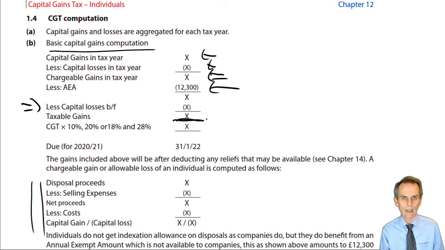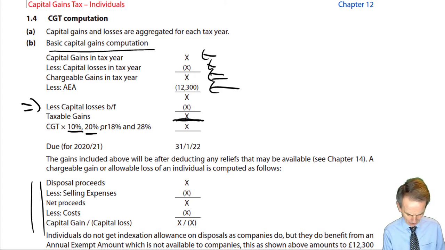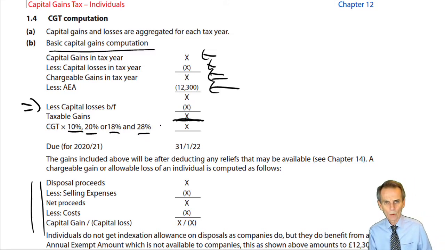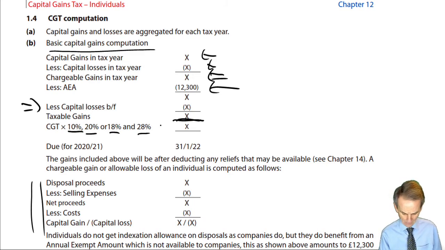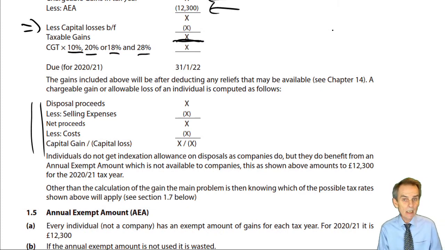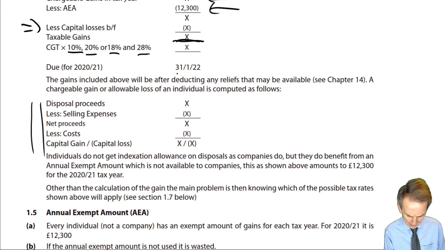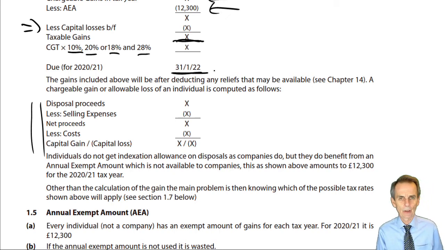We were then informed that there was a variety of different tax rates that might apply. That was 10% or 20%, 18% or 28%. What we don't know is the situations in which, or the assets to which, those differing tax rates apply. And that's the object of this particular session: to enable us, given any combination of gains or losses that may have arisen, to determine the exact amount of CGT liability payable for the tax year. Once we know how much is payable, if it's necessary in our question, we'd always be able to say when it was payable, and that's always the 31st of January following the end of the relevant tax year. We mentioned that the gains included will be after applying any relevant reliefs, but that's chapter 14.